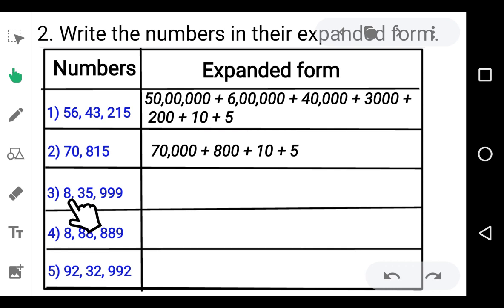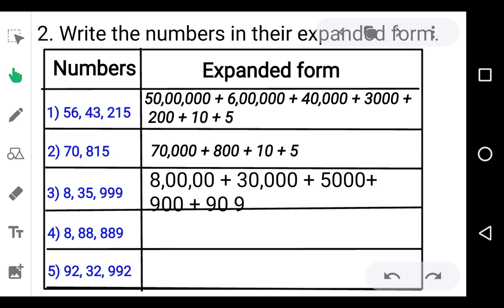Next is 8,35,999. So its place values, 8 is at lakh place. Its place value is 8 lakh, then 30,000, 5,000, 999. Then see the next one.